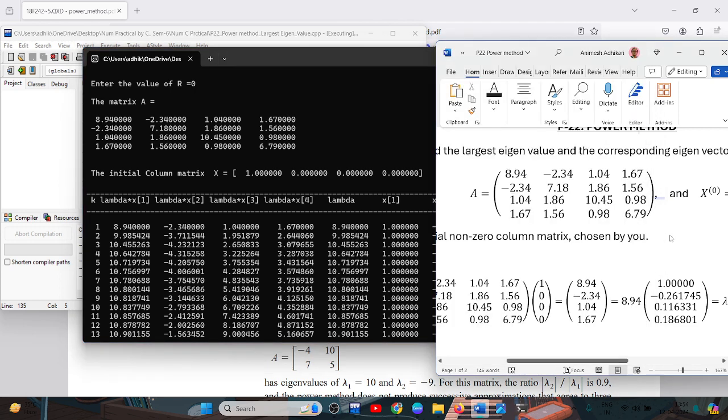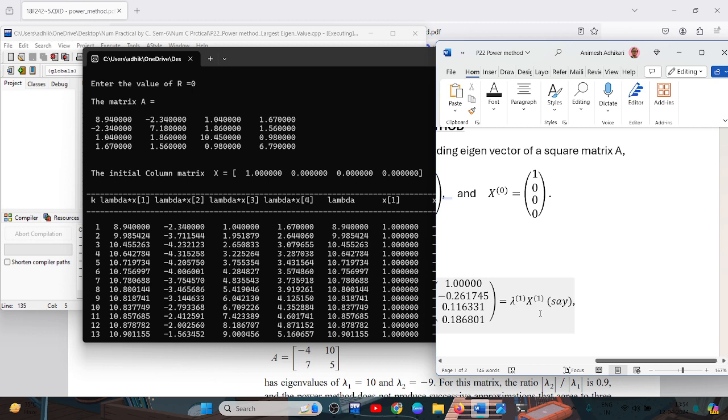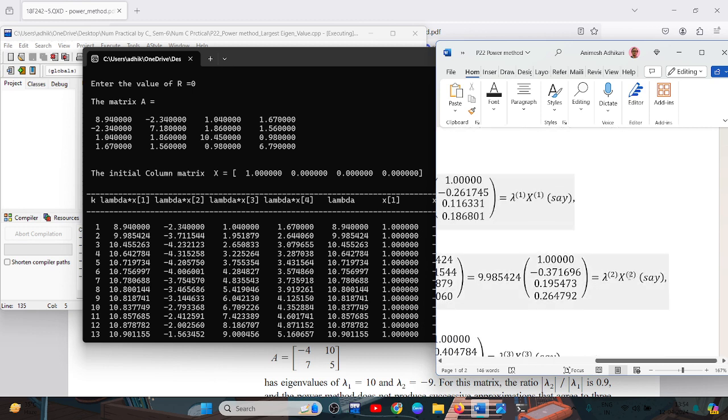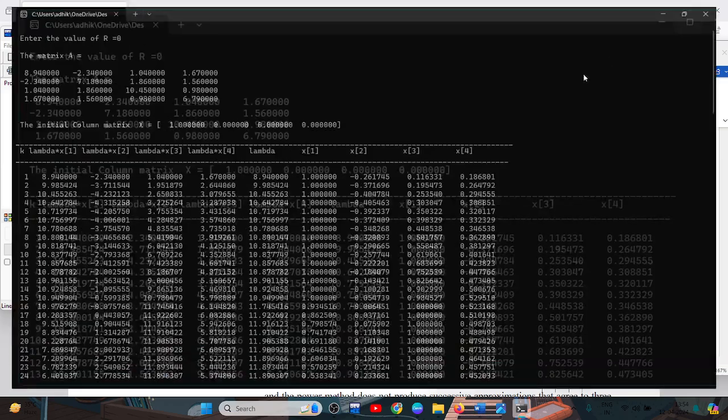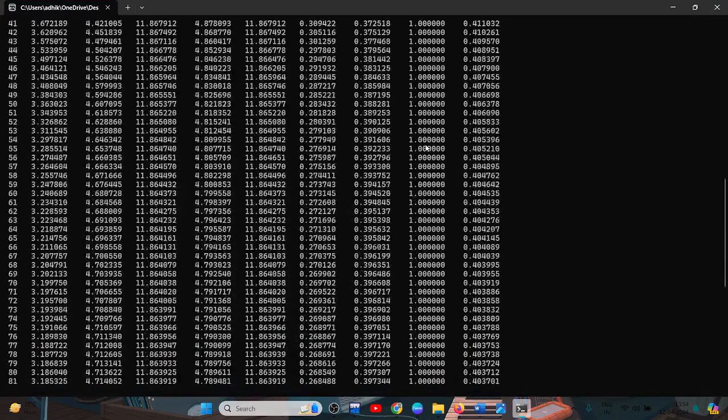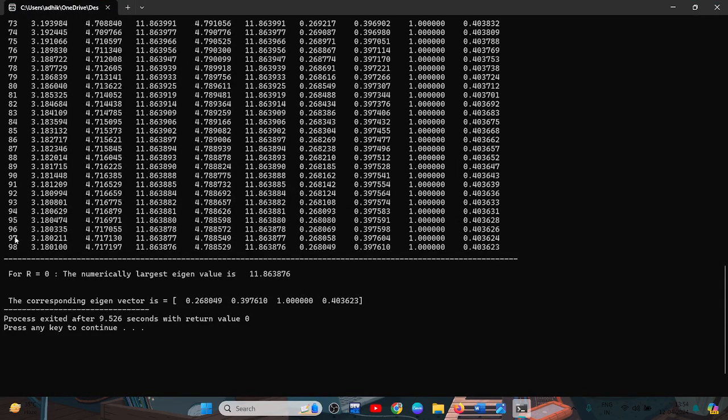This is called capital X2, for the second iteration, and ultimately we get 98 iterations, a large number of iterations. Lambda is 11.86, the largest eigenvalue, and the corresponding eigenvector is 0.26804, 0.397610, 1.0, 0.403623.